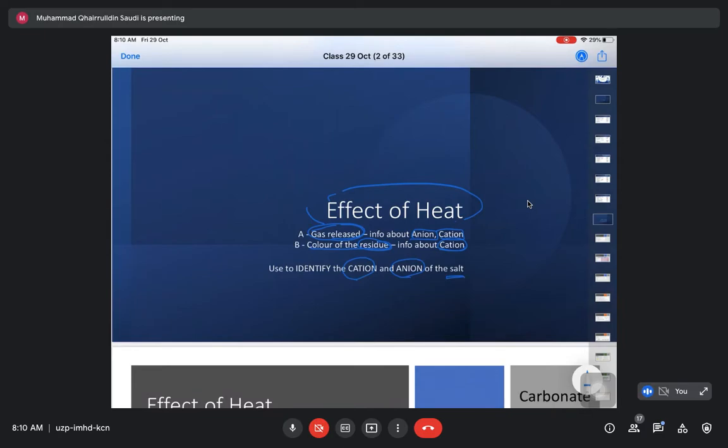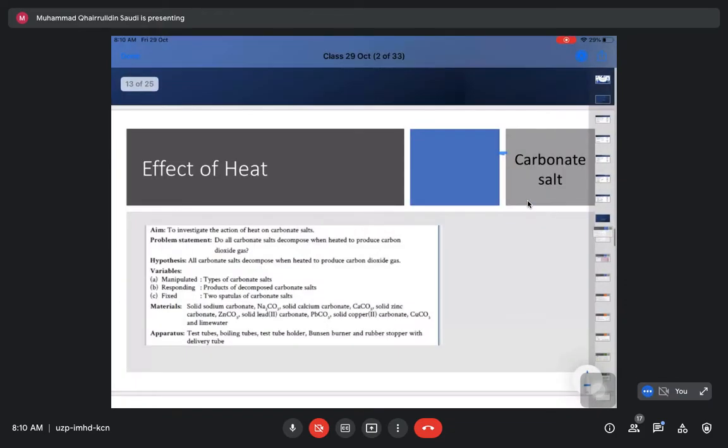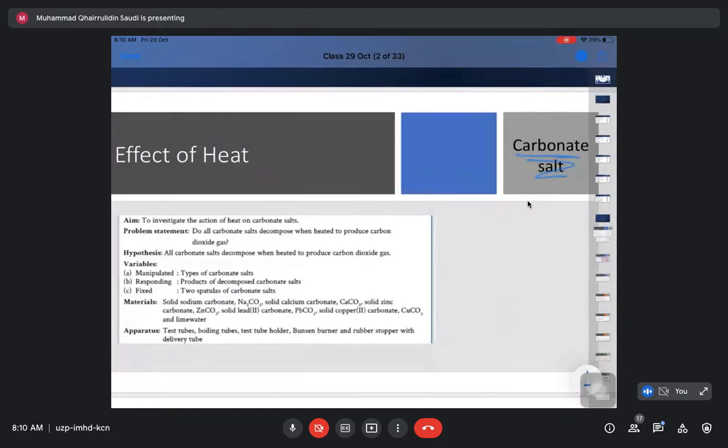Okay, ini adalah objektif kita. Kita nak identify salt tu salt apa. So first one, kita kena tengok dulu apakah effect of heat kepada carbonate salt. Okay, so we want to investigate the action of heat on carbonate salt. Do all carbonate salt decompose when heated to produce carbon dioxide gas? Okay, adakah semua carbonate salt akan menjadi metal oxide dan carbon dioxide gas?